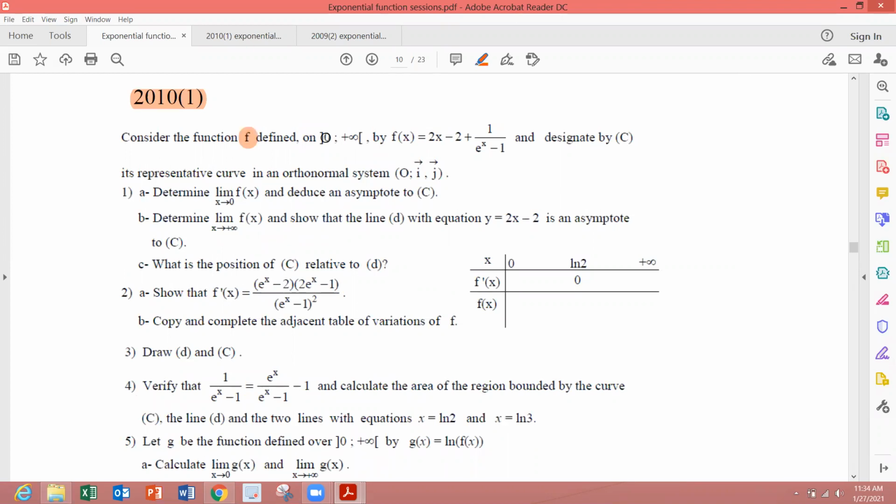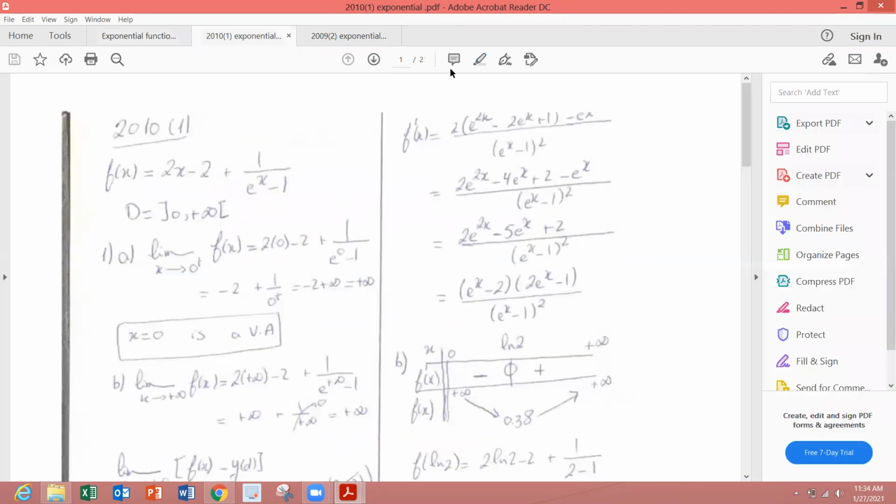We have the function f defined on 0 plus infinity by f(x) equals 2x minus 2 plus 1 over e^x minus 1. Part 1: calculate the limit as x tends to 0 plus and deduce an asymptote. What is the limit as x tends to 0 plus, Haikaz? Haikaz, you are with us? Sir, okay. e^0 plus gives 1.